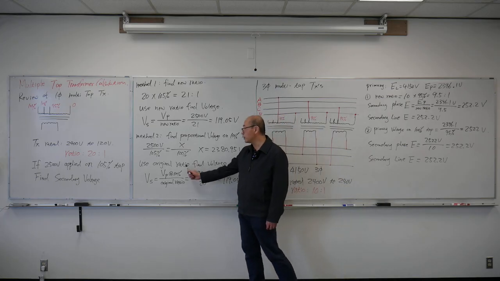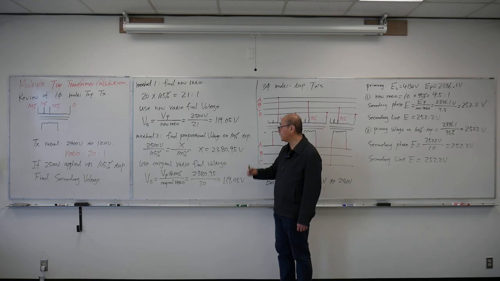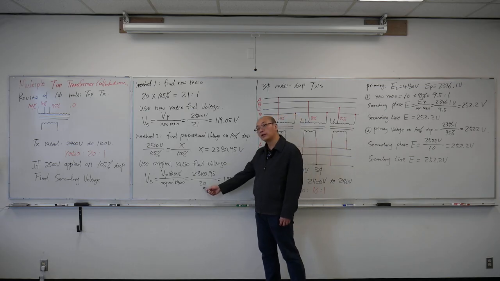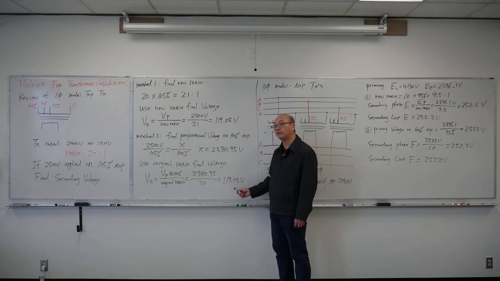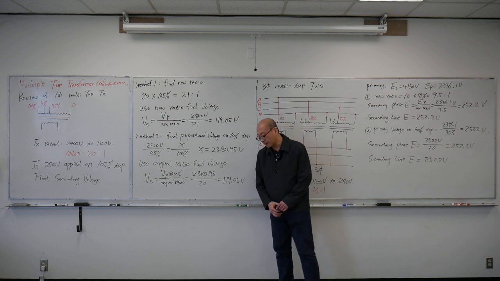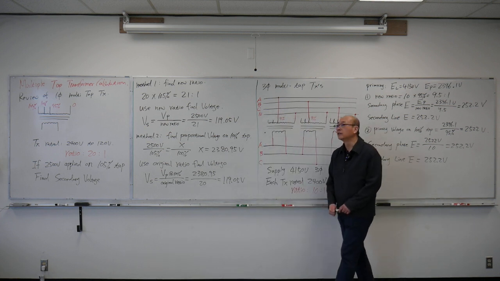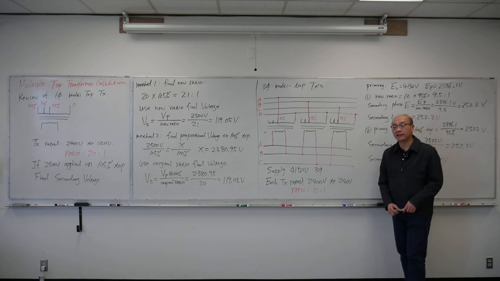Now use the original transformer ratio. 2380.95 volts over the original ratio 20 gives me 119.05 volts. So you can see, different method, I can find the same voltage on the secondary side. So that's the review you did. You learned this in second year. Now we're going to do it in third year.